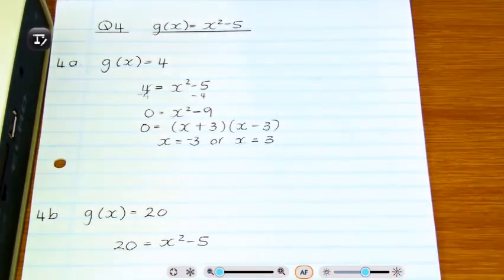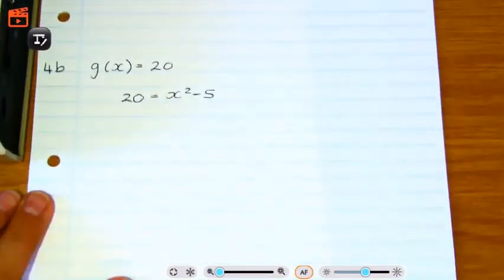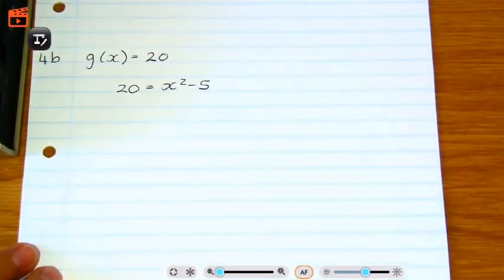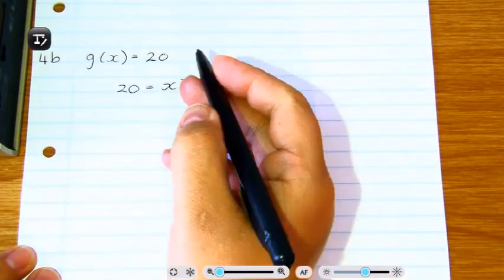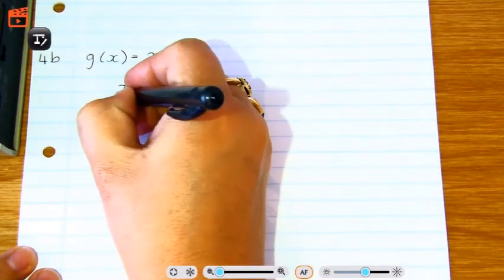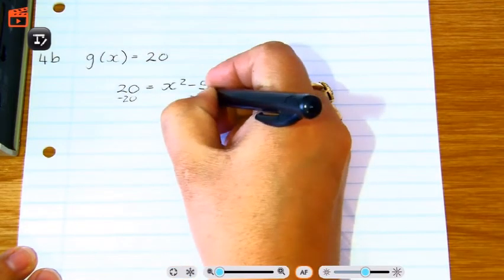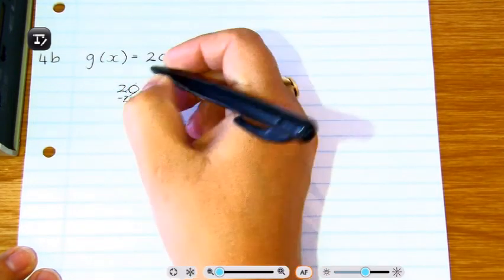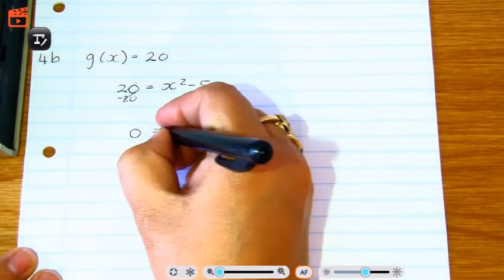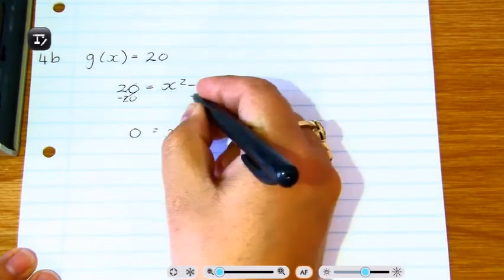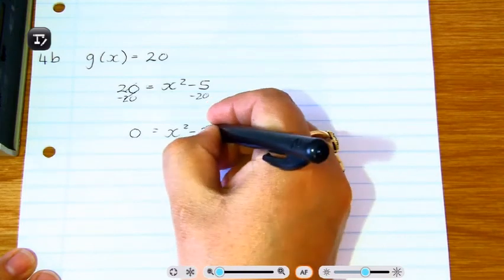Okay, and from there, same thing, you should see you've got an x squared, which means it is a quadratic equation. So with a quadratic equation, we make it equal to 0. So that 20 is positive 20. To get rid of it, I'm going to minus 20. What I do to the one side, I must do to the other. Those cancel out, and I can now make my equation equal to 0 is equal to x squared. Negative 5 minus 20 gives me negative 25.